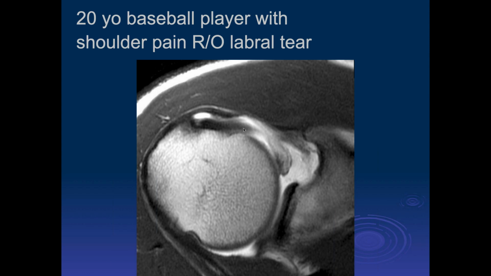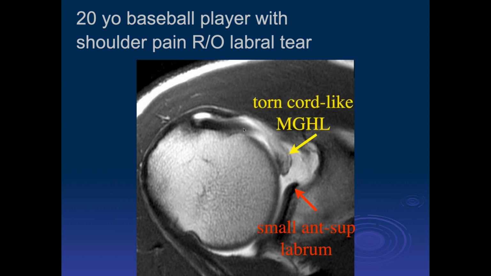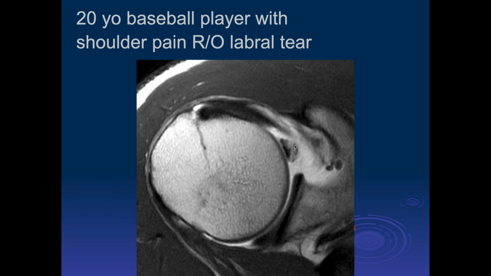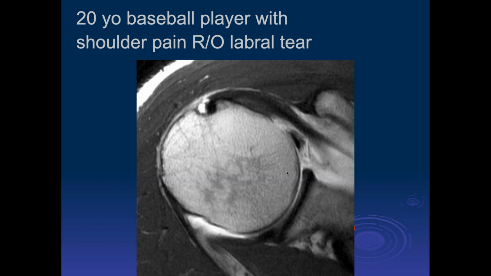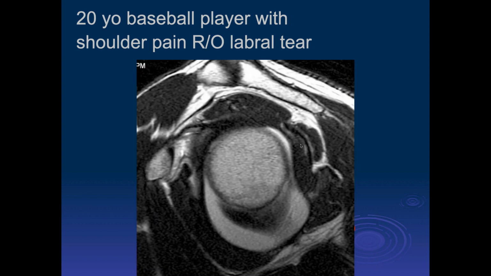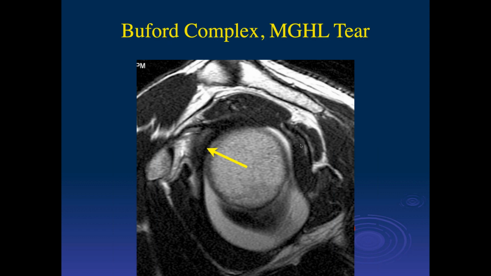diagnosis. Okay. So here's a 20-year-old baseball player with shoulder pain, rule out labral tear. What we can see here is that there's a small anterior superior labrum, but we can see this is a big cord-like middle glenohumeral ligament with a lot of edema and thickening of it. If we follow it down, here it is. We see basically an absence of the anterior superior labrum. And if we follow it down, there's that structure, which is the middle glenohumeral ligament.